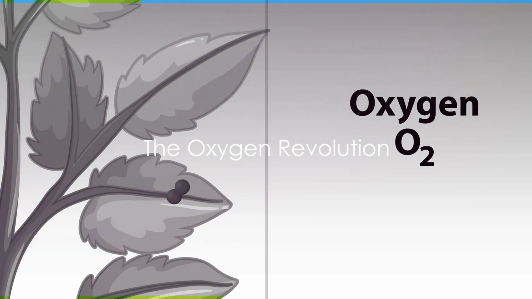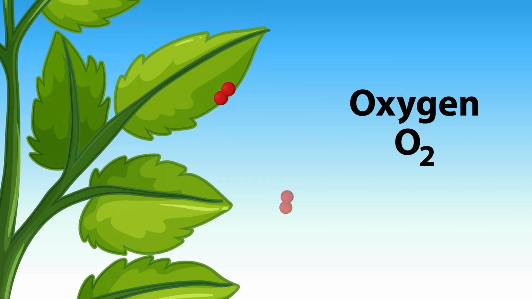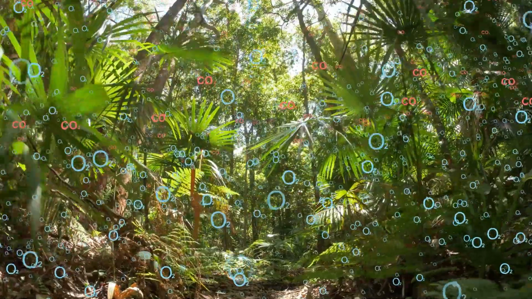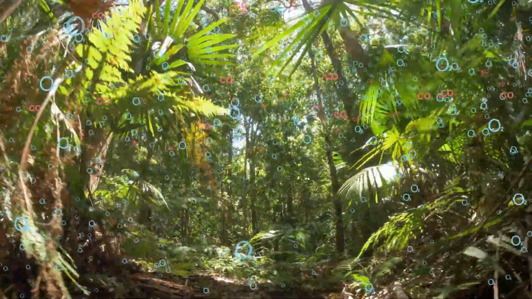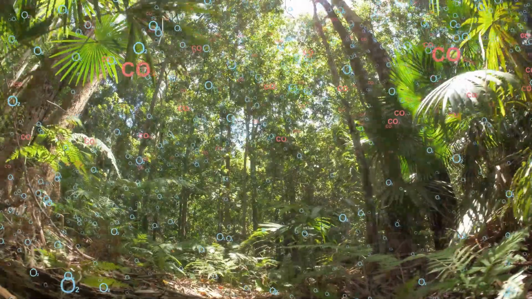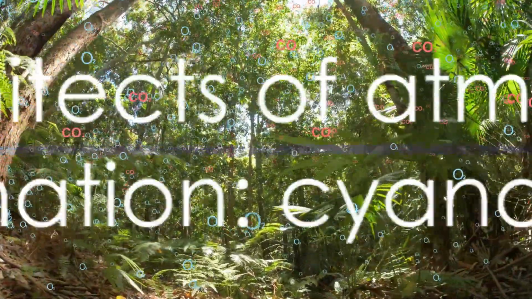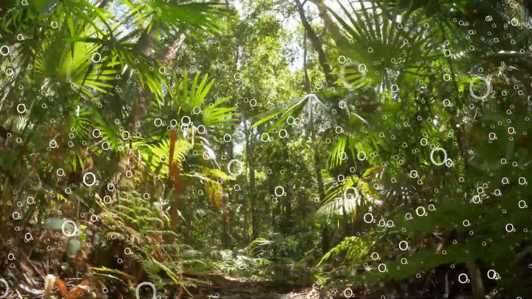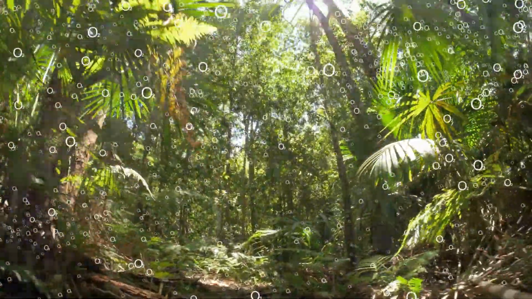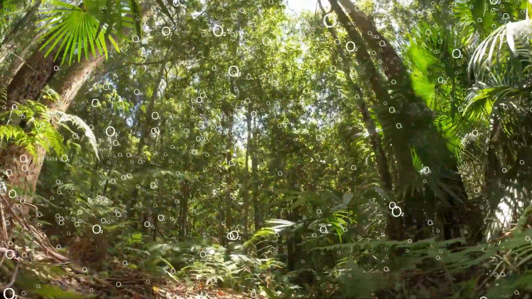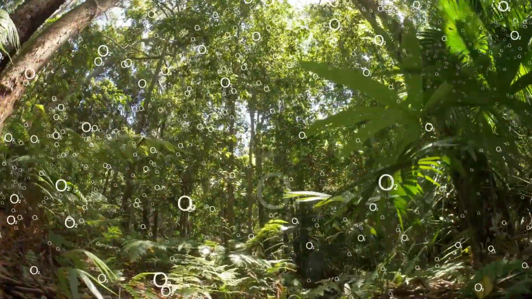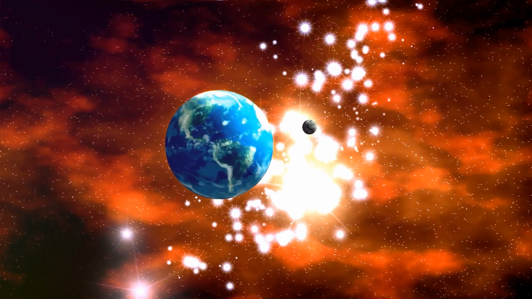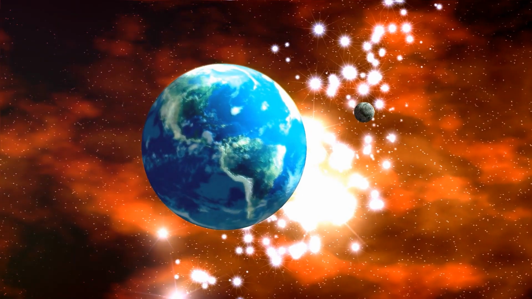A profound shift in Earth's atmosphere, the Great Oxygenation Event, forever changed the course of life. This pivotal event began over 2 billion years ago when the Earth's atmosphere, once devoid of oxygen, started to fill with this life-giving gas. The architects of this atmospheric transformation were none other than early forms of life themselves, cyanobacteria. These minute organisms, harnessing the power of the sun, began to photosynthesize, a process that releases oxygen as a byproduct.